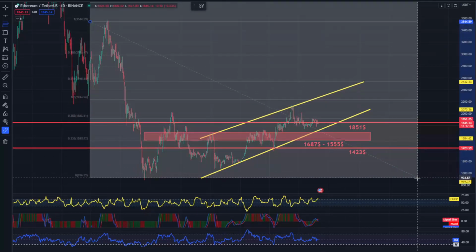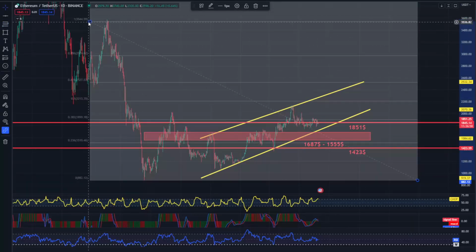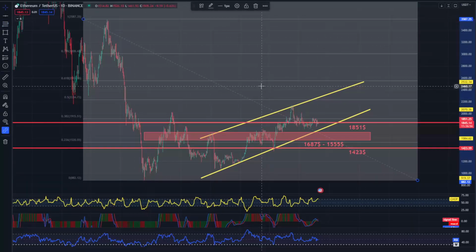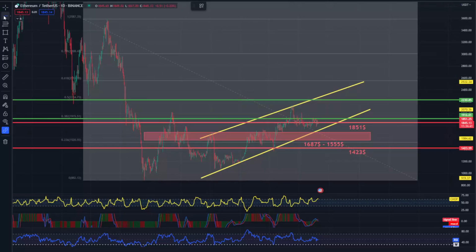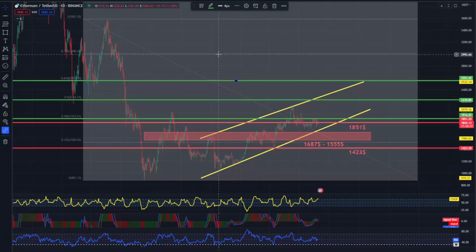Looking the other way, we can also mark the places where the price should encounter resistance on the way to increases. And here we have the first very strong resistance at the price of $1,916, from which the price bounced several times. The next resistance is at the price of $2,230, and then the third resistance at the price of $2,553.